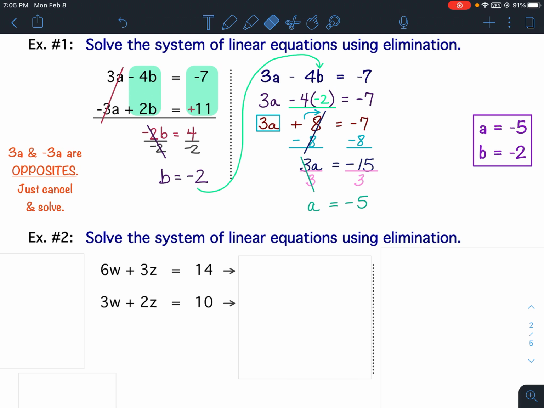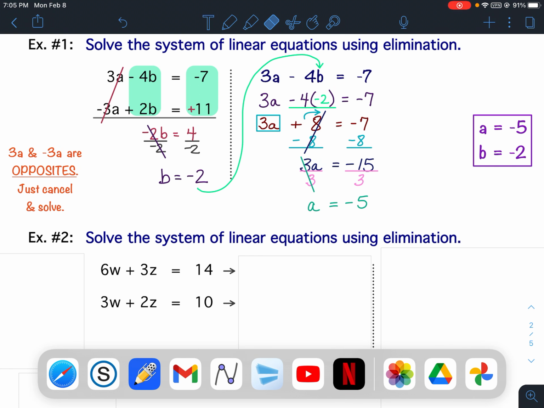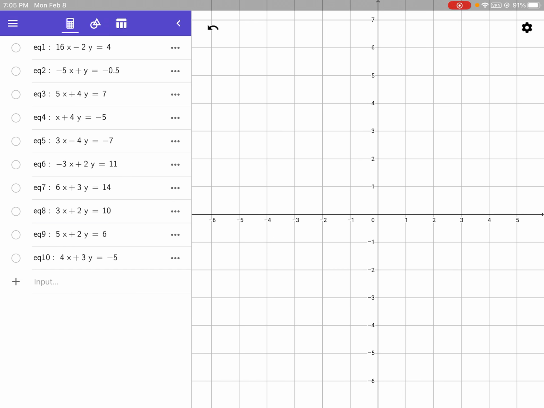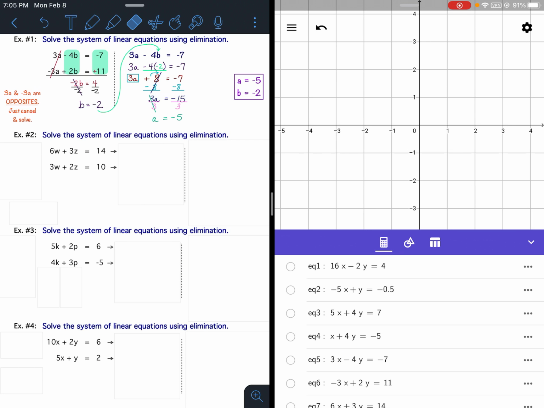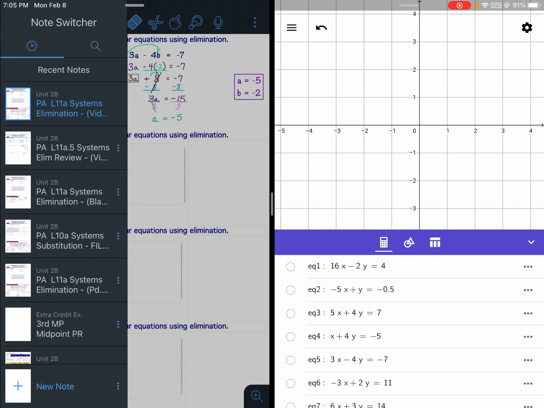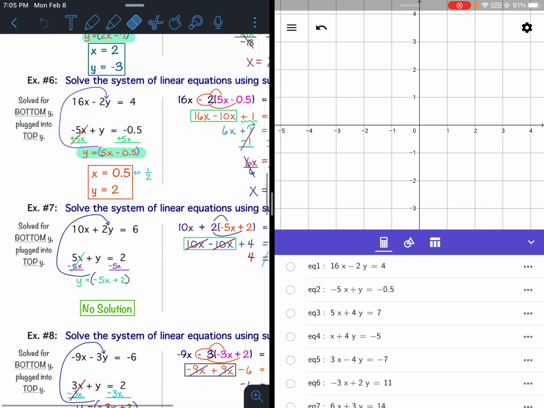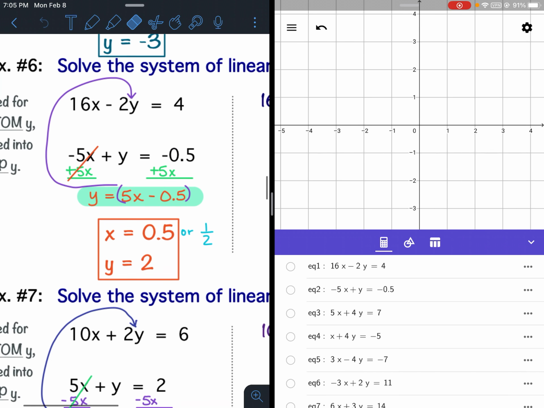Okay, back when we learned solving systems of equations using graphing, I introduced you to the GeoGebra graphing calculator. Yes, you definitely want to use it when graphing, but you could also use it when we solved using substitution, which I mentioned in the substitution notes, and you could use it to check your elimination work. So the first thing I'm going to do is split the screen here. I'm going to go back to the substitution notes that we did. So let's look at example 6.